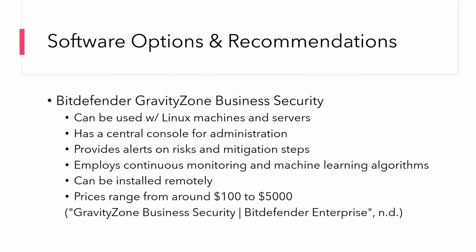One software option we will discuss is Bitdefender's Gravity Zone Business Security. Bitdefender's Gravity Zone Business Security software is another option for antivirus software. It can be used on machines and servers running versions of Linux. It uses a central console for all administration purposes for both physical and virtual machines. Continuous monitoring, machine learning algorithms, and alerts for risk mitigation are the key features of the software. It can be installed remotely. Prices may range from close to $100 up to around $5,000, depending on the chosen plan.